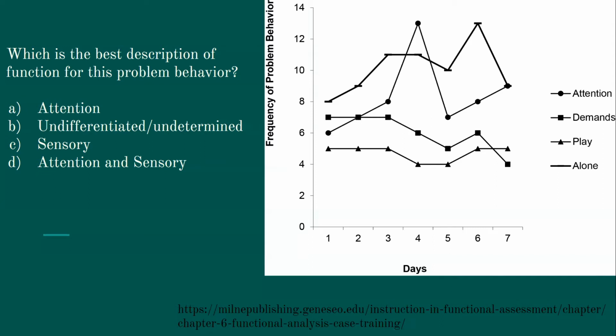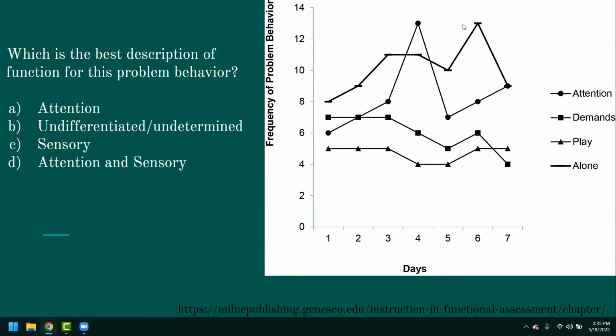But anyway, when you look at the graph and do whatever you're going to do to understand it, let's read the question. Which is the best description of function for this problem behavior? Is it attention? Is it undifferentiated or undetermined? Is it sensory? Or is it attention and sensory? So you can chat Miko, you can chat me. We're just curious to see what you're thinking.